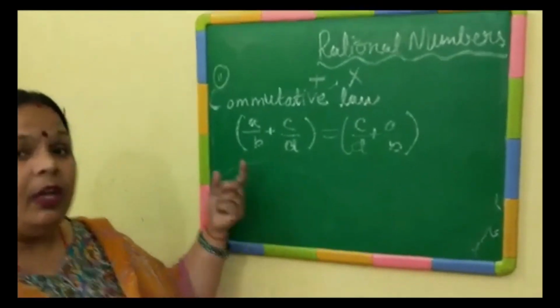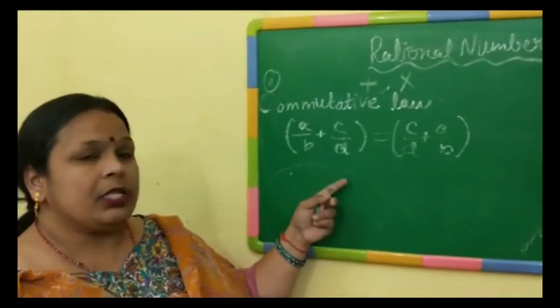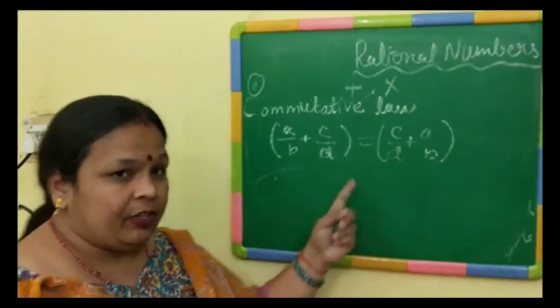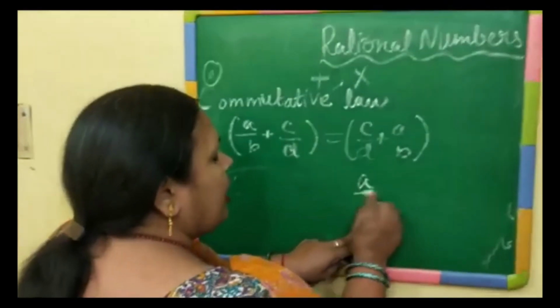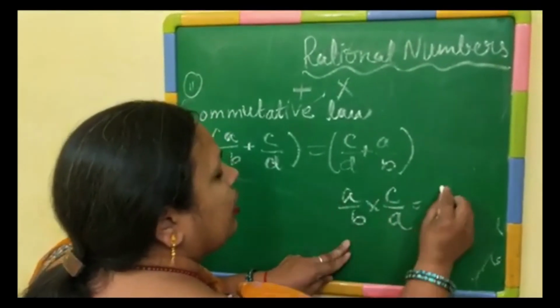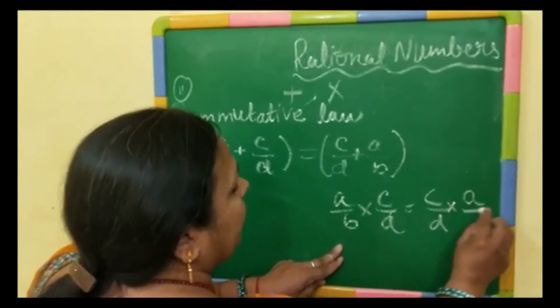In the same way, the only thing that changes is that this becomes a rational number where A and B, C and D are integers. Similarly, when we talk of multiplication, it changes as A by B into C by D is equal to C by D into A by B.